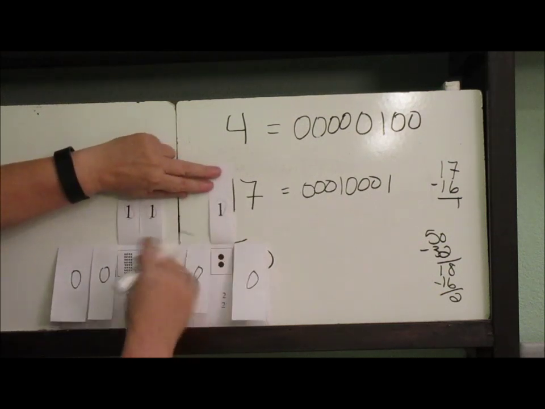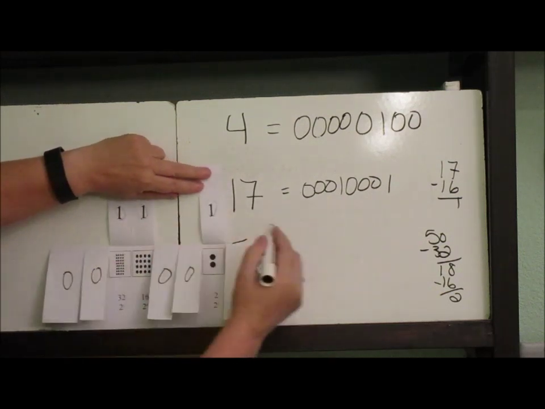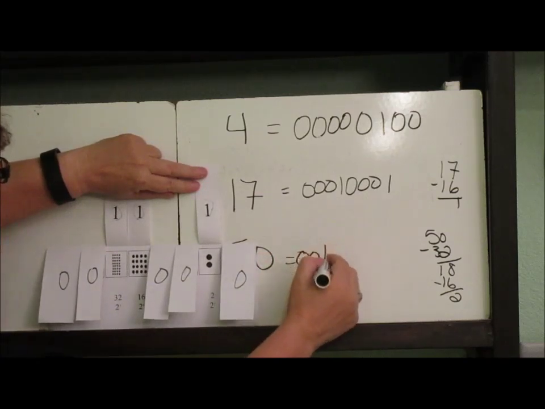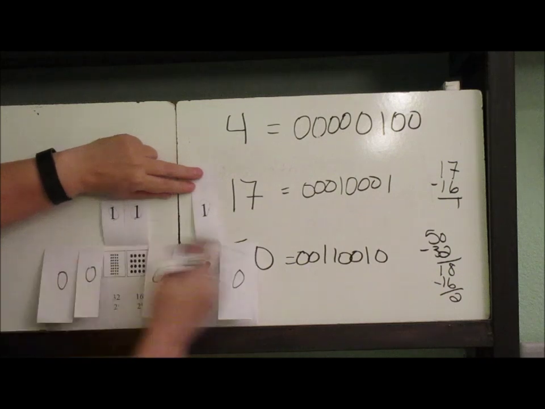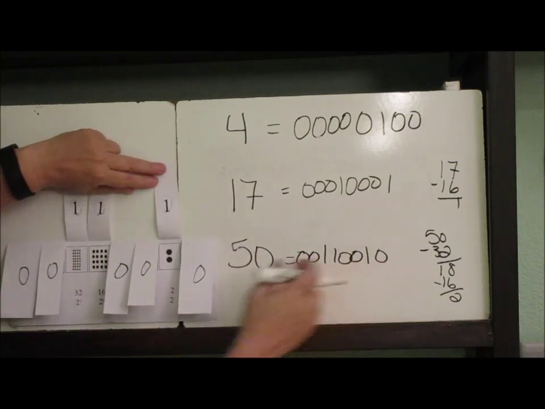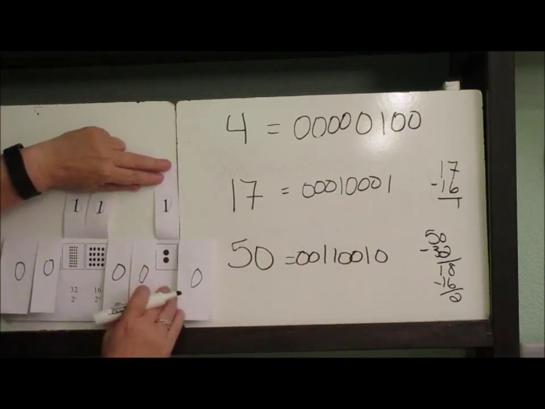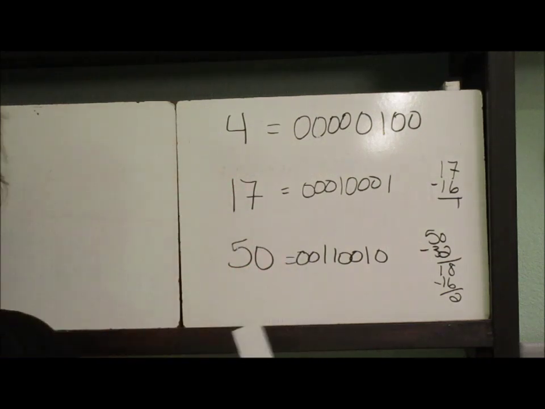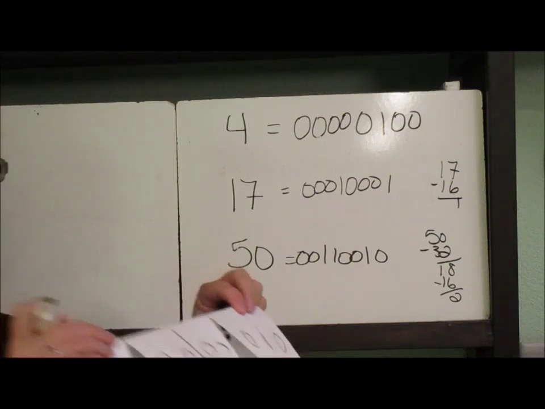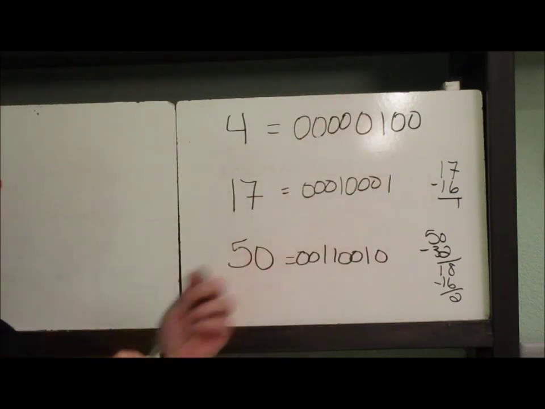So here I have my 1s and 0s. So 0, 0, 1, 1, 0, 0, 1, 0. So I have decimal and binary. So just whatever numbers are showing, those should add up to the decimal number that I want. Now you have a few more to try on your own or with a partner. Use your calculator, lift those flaps, you're going to get your answers.